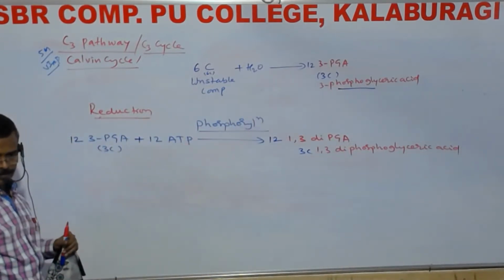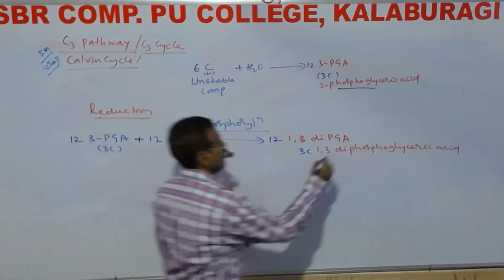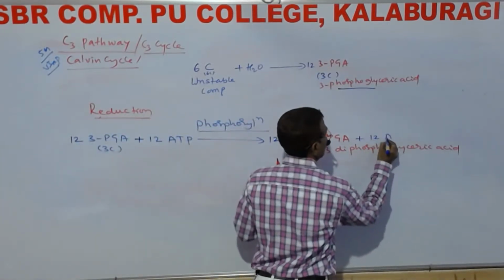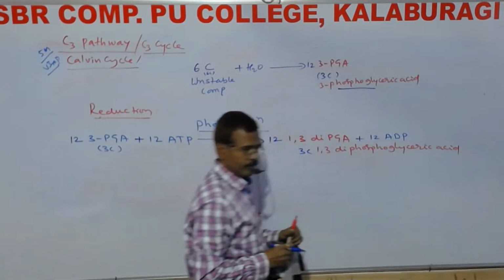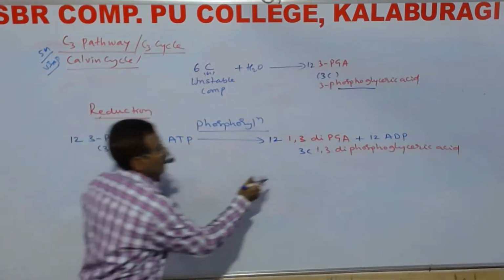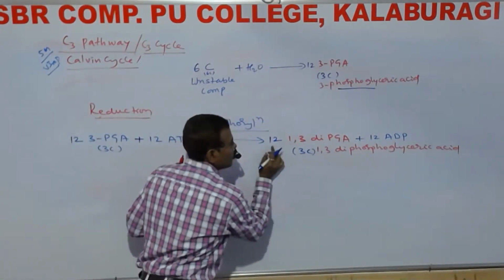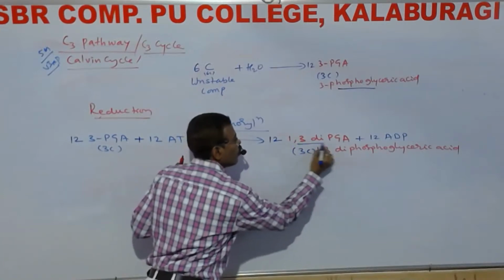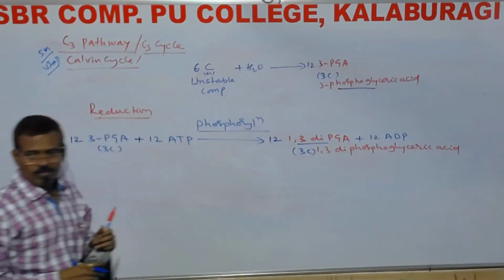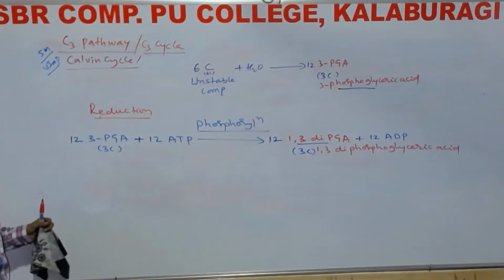1,3-diphosphoglyceric acid plus 12 ATP. So what we want? 12 molecules of 1,3-diphosphoglyceric acid, biphosphoglyceric acid, whatever you write, right?